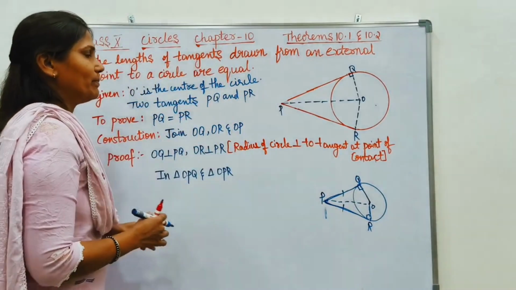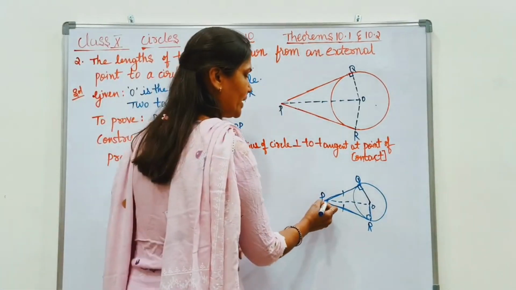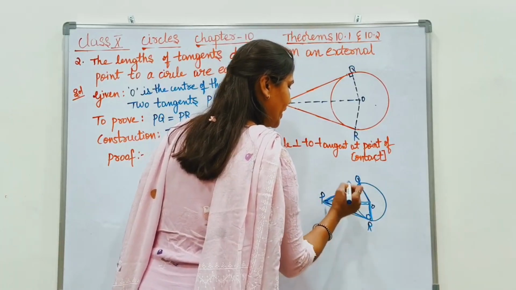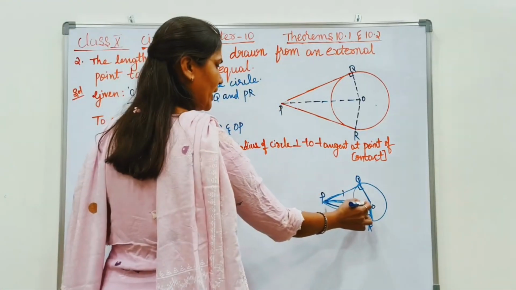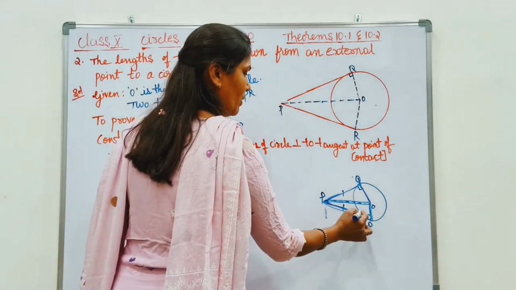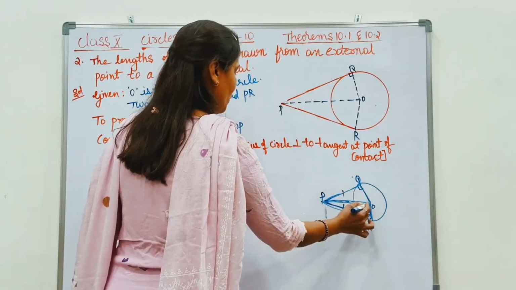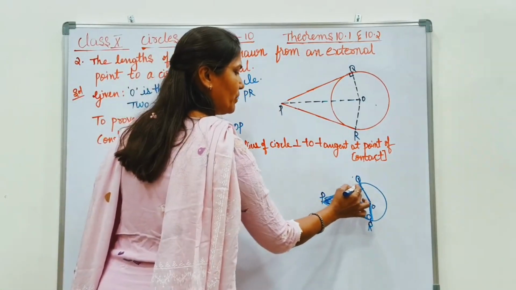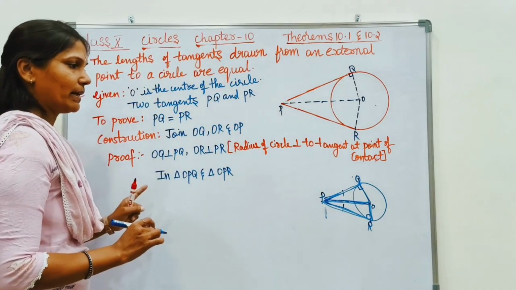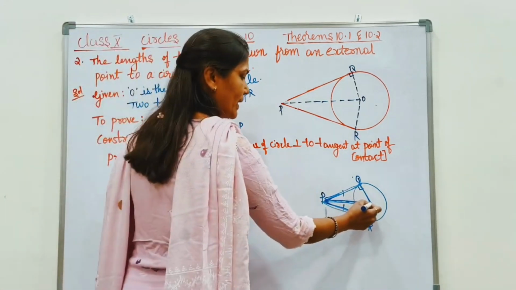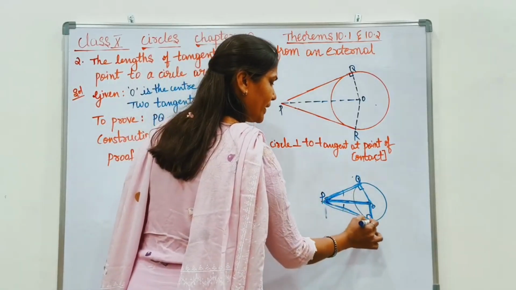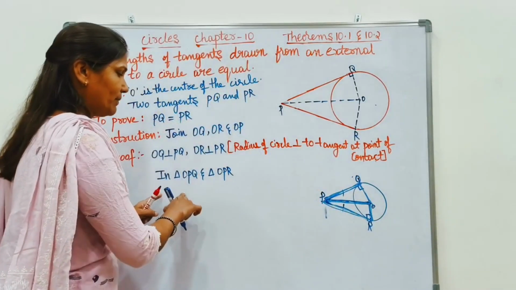Okay, after writing this concept, you observe that here two triangles are there. This is one triangle, this is one triangle. Now we are comparing these two triangles. Which two triangles? Triangle OPQ and triangle OPR. You are comparing these two triangles. This triangle has a 90 degree angle here, and this triangle has a 90 degree angle here. That concept we will write.